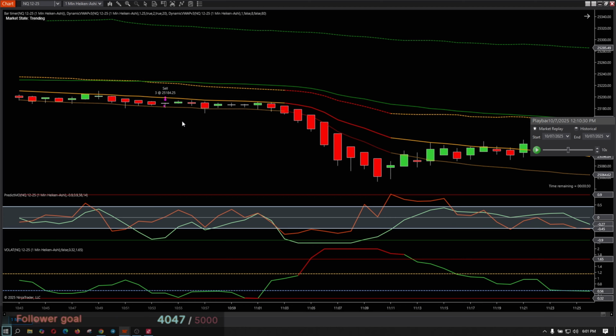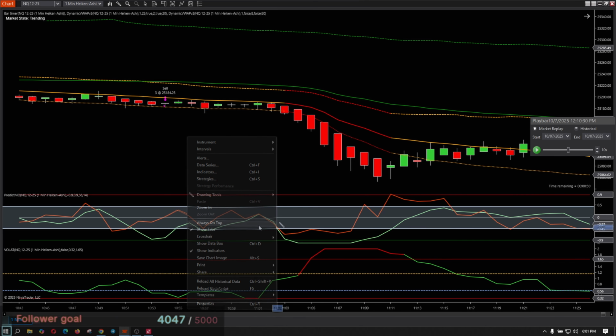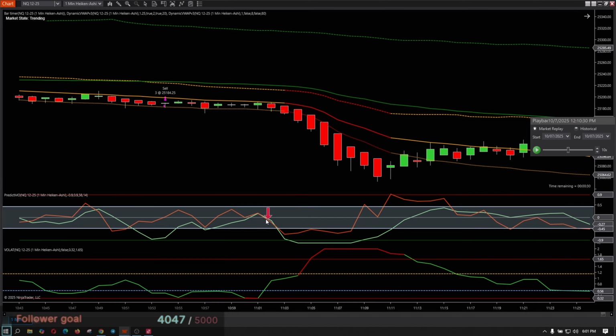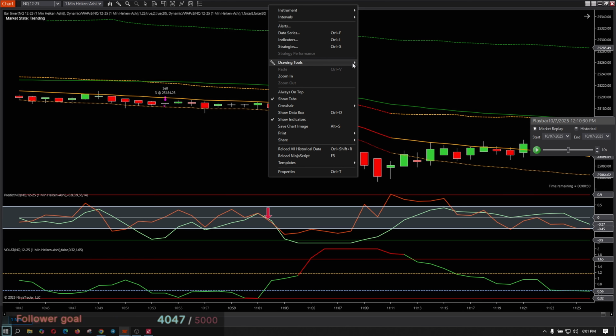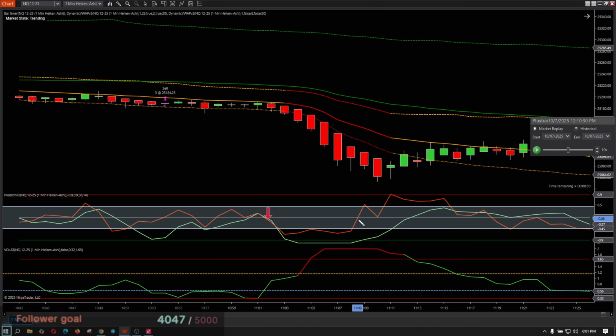In fact, your signal doesn't come till about right here. And this is right when you have Predicmo crossing the 0 line right there, and you have Predicmo going above the 0 line right there to exit the trade.